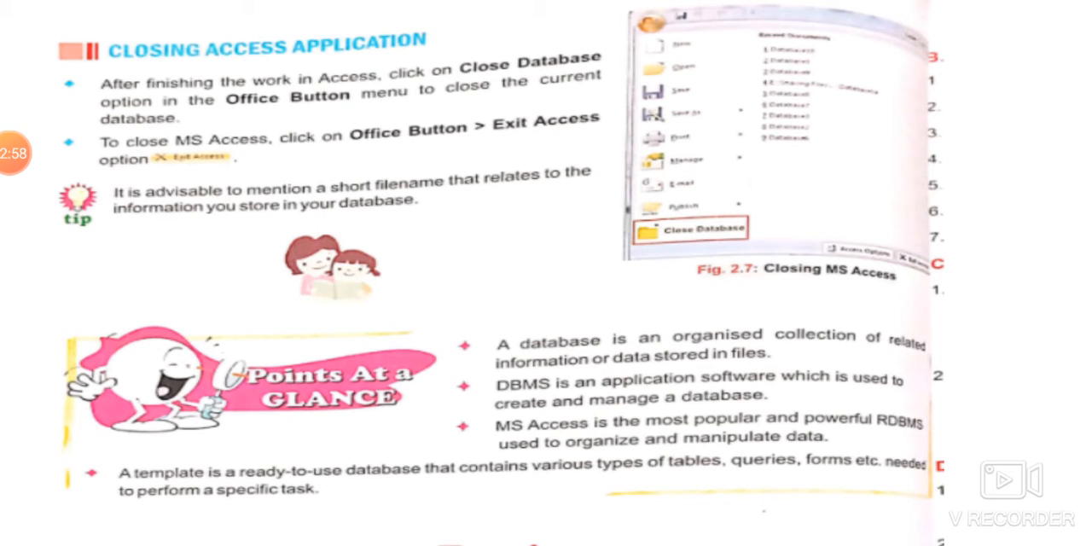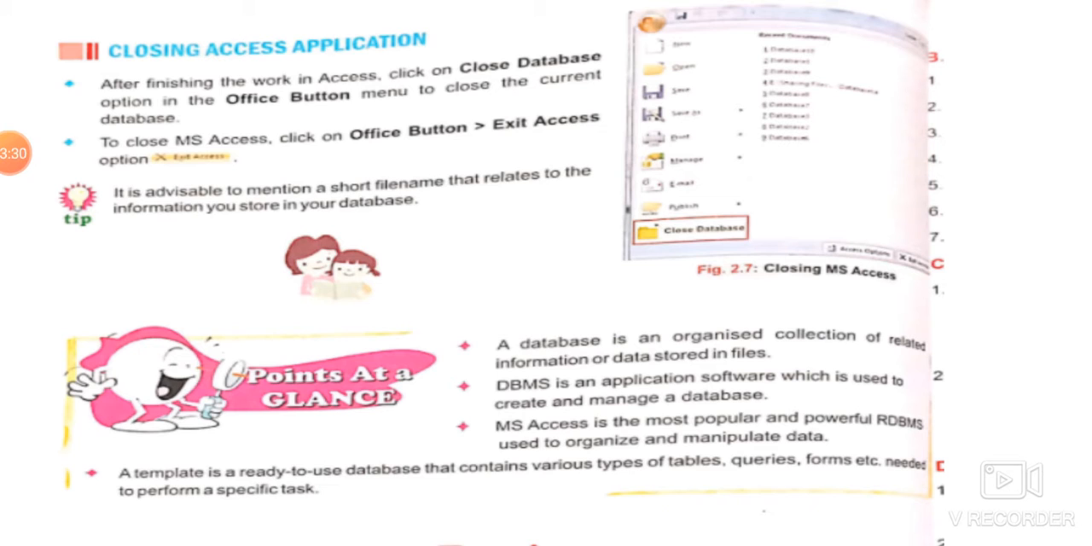But if you choose the cross button that you see at the top right of the window, the entire MS Access window will be closed. So for closing your database only, go to that Office button and then choose the Close Database option. As you choose that option, it will be closed.